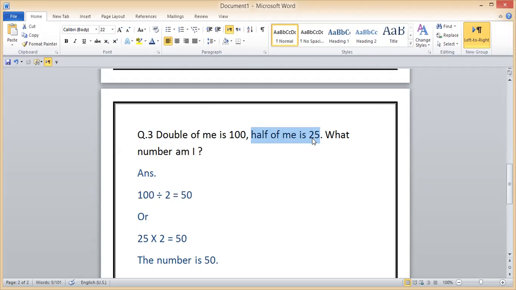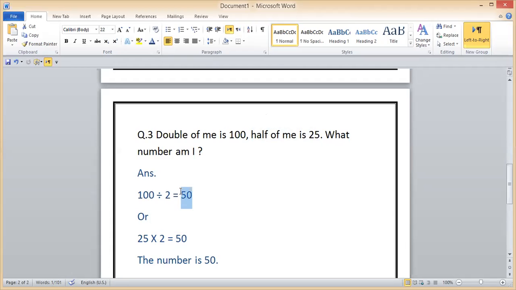Here, half of me is 25. That means there is a number. If you find out half of that number, you will get 25. That means if you divide that number by 2, you will get 25. What is that number? This is what you have to find. What will you do? You will do the opposite of this. Instead of half, you will find out the double of 25. So you write 25 and to find out the double, you multiply by 2 and you get 50.